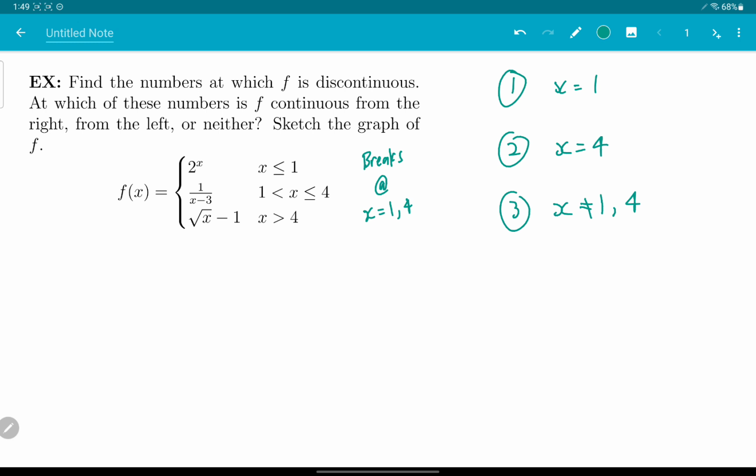Okay, x equals 1, what's happening? Is my function continuous there? To be continuous, you need the function to be, first of all, defined there. At x equals 1, it is defined. You just use this definition. There's no problem there. So I just need to check that the limit as x goes to 1 from the left equals the limit as x goes to 1 from the right.